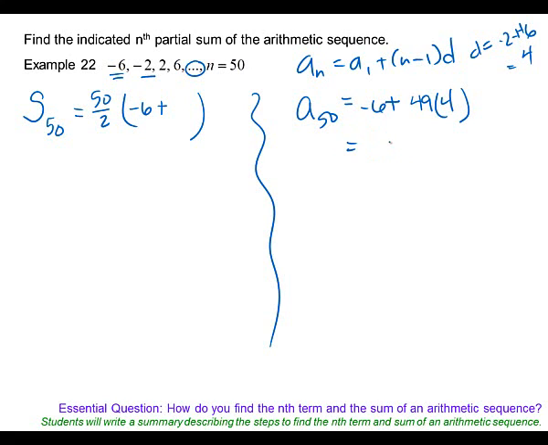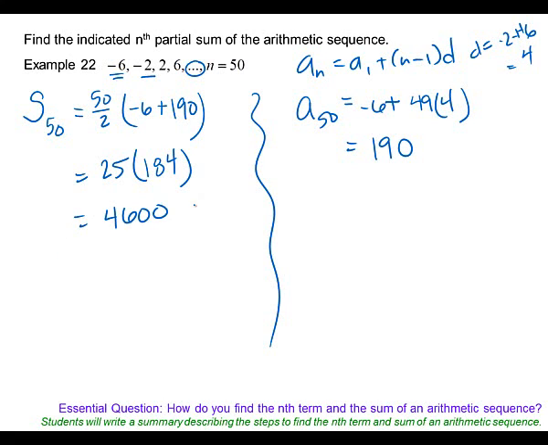What are we getting? 190. Everybody good with 190? Okay, awesome. All right, let's do this calculation. So 50 divided by 2 is 25. Negative 6 and 190 would be 184. All right, multiply 25 times 184 to get the sum. You got a number? 4,600. Do we agree with Lauren?